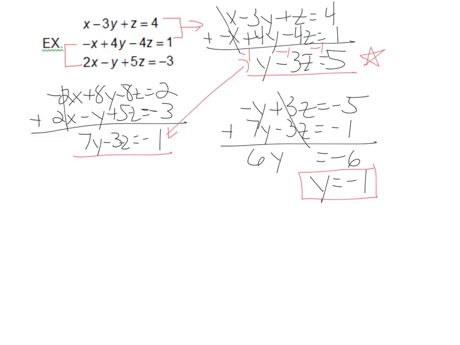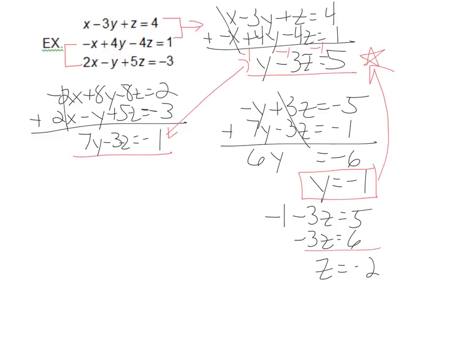Now I'm going to plug the negative 1 back in to either equation that had just the y and z. I'm going to pick the one that has the star by it right there, no particular reason. So I'm going to plug that y in, negative 1 minus 3z equals 5. And then I can add 1 to both sides. Negative 3z equals 6. Divide by negative 3, and z is negative 2.